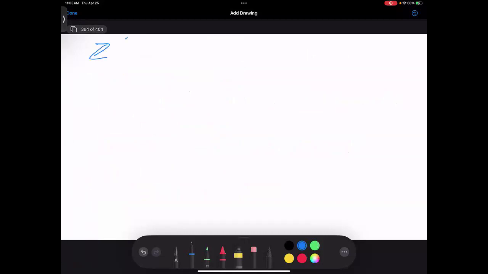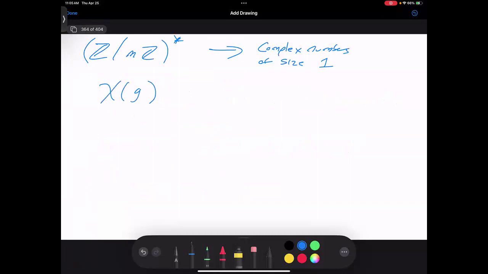So I have Z mod MZ star, and I want to map this to complex numbers of size 1, of absolute value 1. Well, this is a cyclic group. So all you have to do is, if you tell me what it does to G, then what would chi of G to the A be if it's a group homomorphism? What would that have to be?